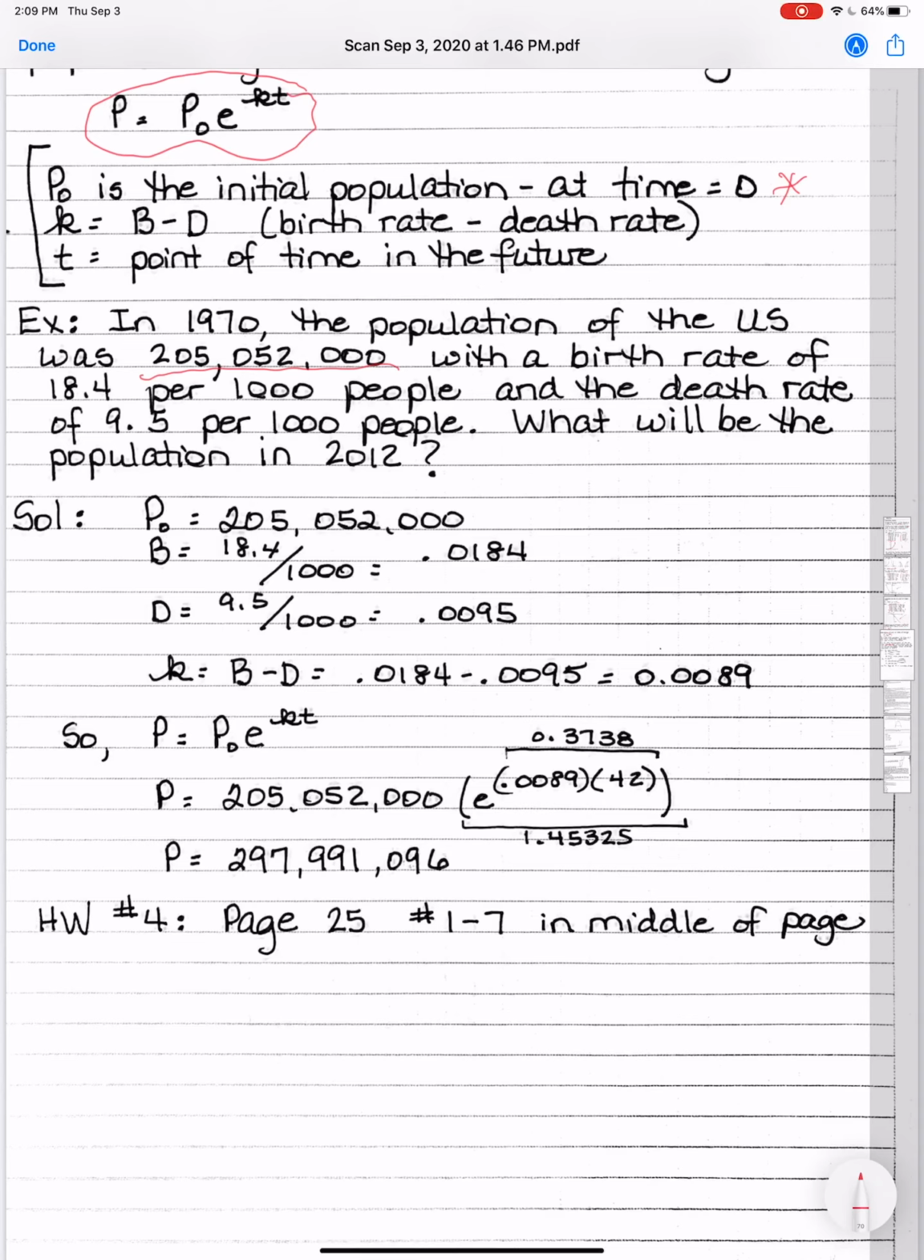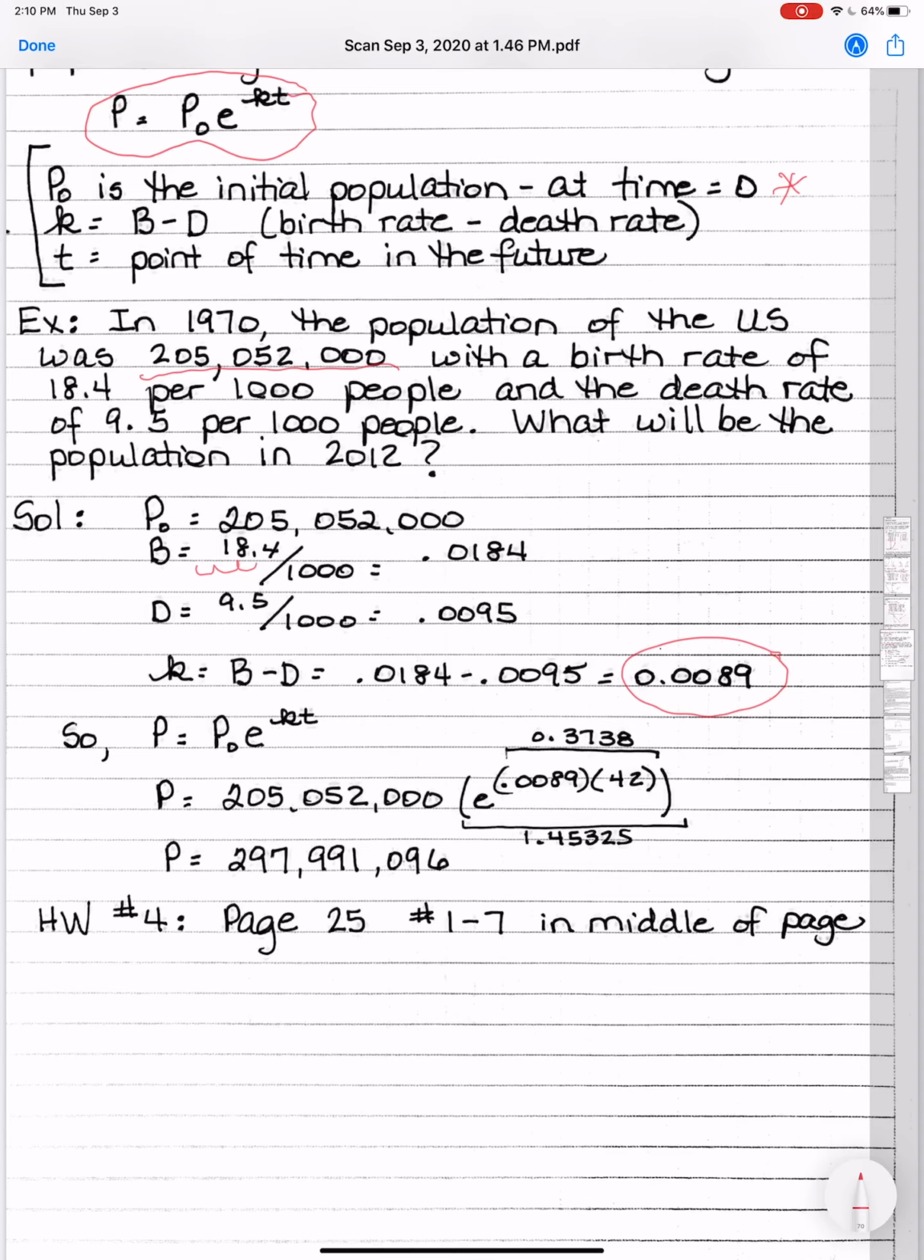The birth rate is 18.4 out of 1,000, or 0.0184. Remember, move that decimal point back 3 places: 1, 2, 3. And the death rate is 9.5 per thousand, or 0.0095. k is going to be the difference between the birth rate and the death rate, so 0.0089. And then we are ready now to substitute everything into our formula.